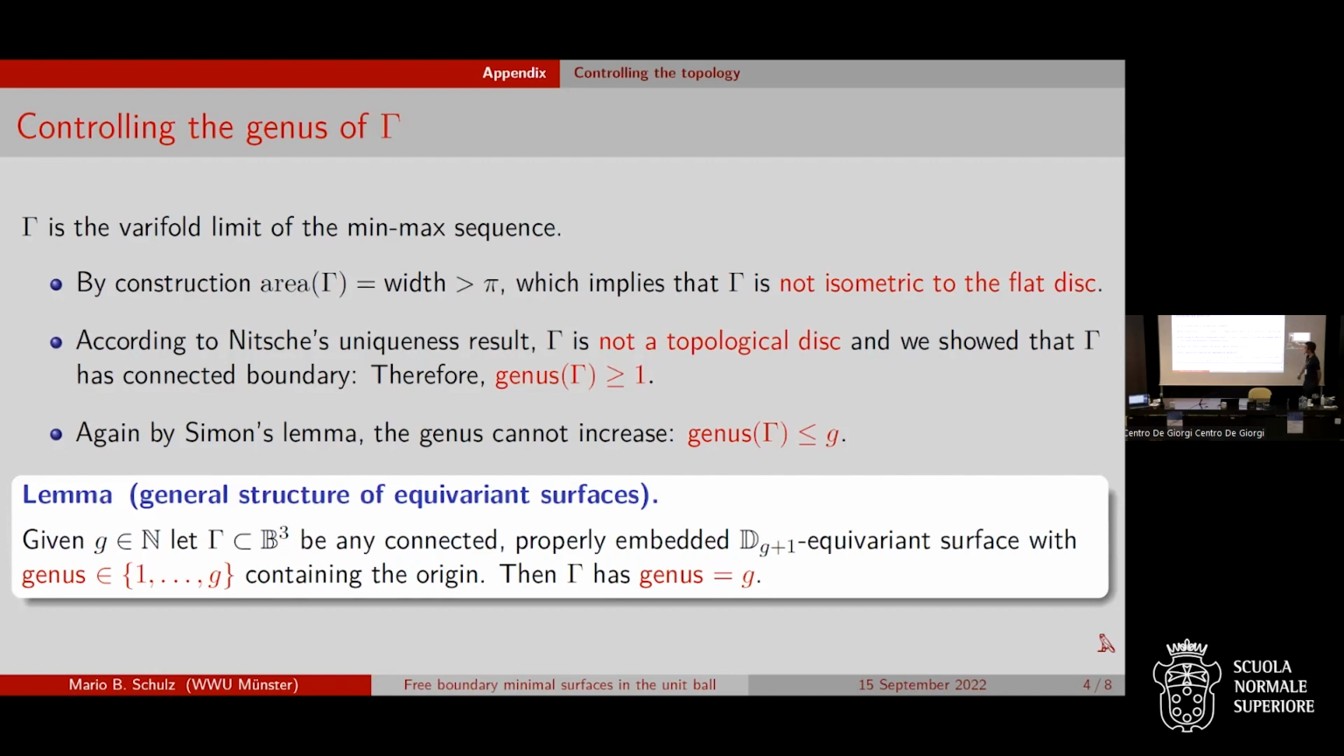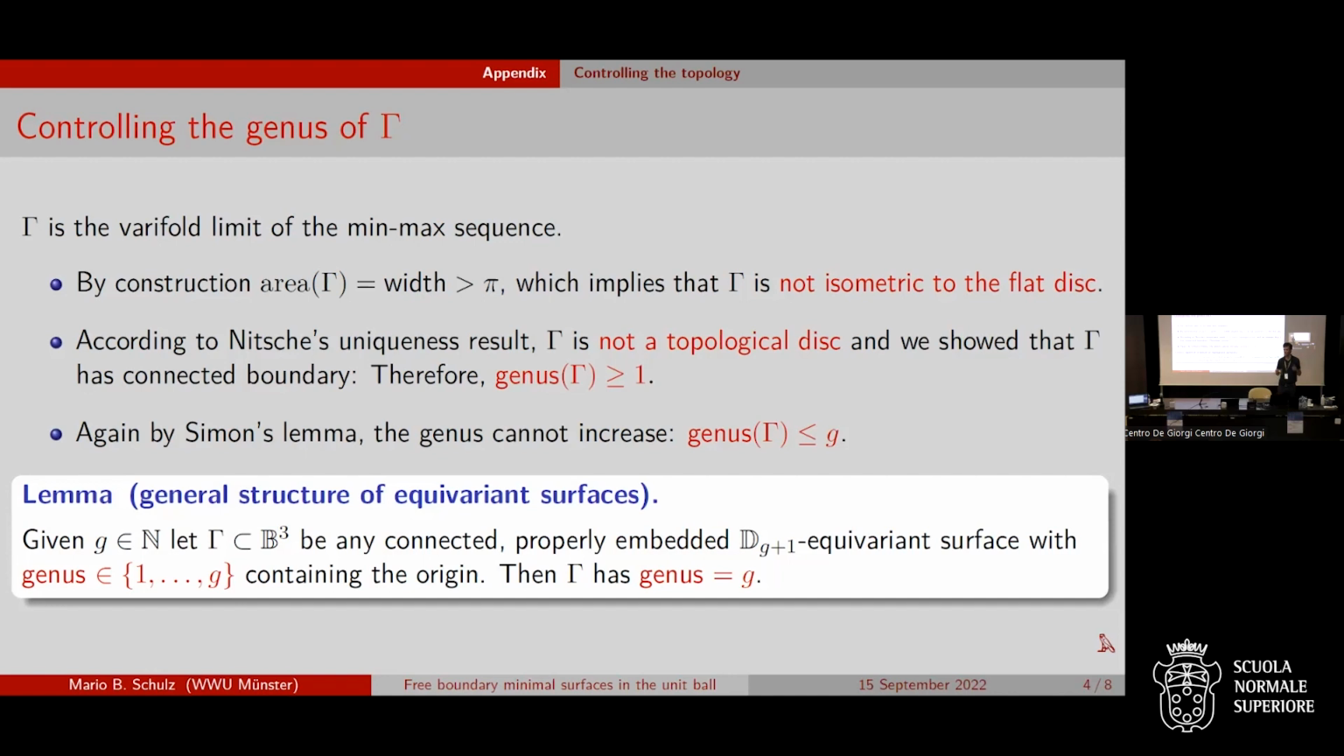Now we need to show that the boundary is connected first. That's the first step. But once we know it's not a disk, but it has connected boundary, it has genus at least one. And then there's a general statement in min-max theory that while the genus can decrease, it cannot increase. So let me elaborate on that. It's reasonable that the min-max sequence destroys genus, because remember our sweepout. Maybe we could have, just for fun, added very small handles to our sweepout just for decoration.